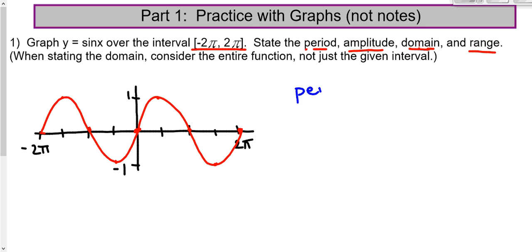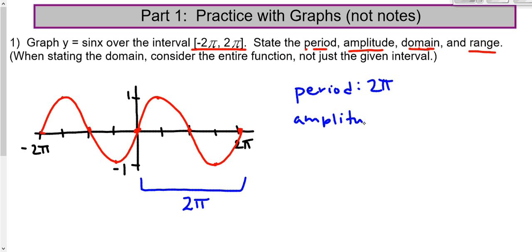Okay, so what's the period? Remember, the period is the width of one cycle, and the width of one cycle was 2 pi. So the period of the sine graph is 2 pi. What's the amplitude? The amplitude is the distance from the center to the top, so that distance is 1. So the amplitude is 1.